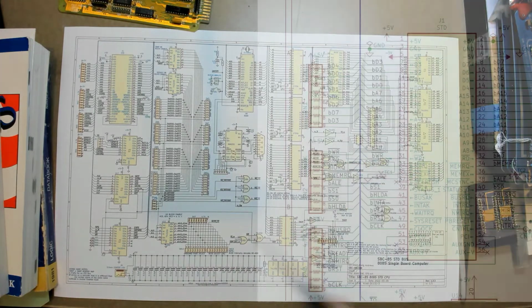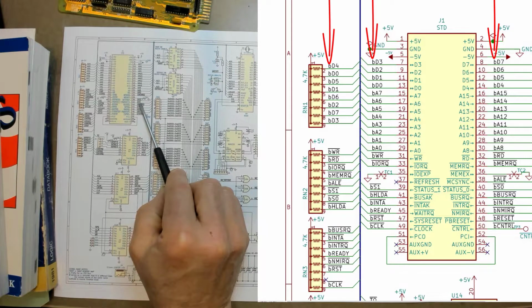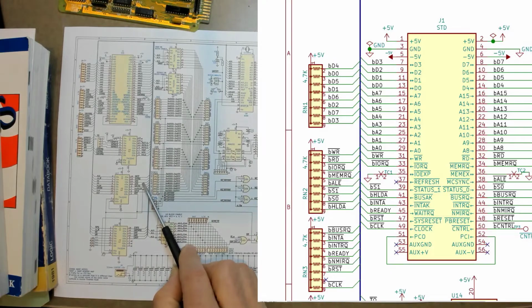Now on this schematic, any net name that begins with a little lowercase b means that it's connected to the bus. So that's a bus signal. We can see that the bus signals all have this lowercase b.